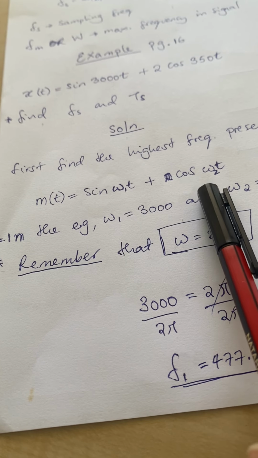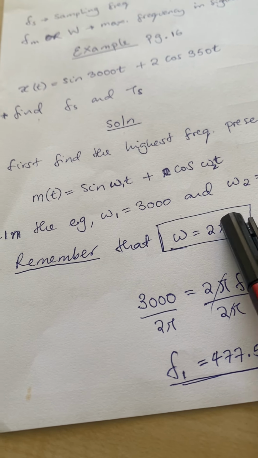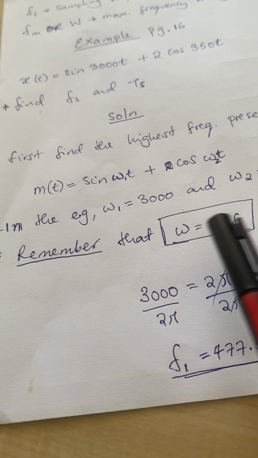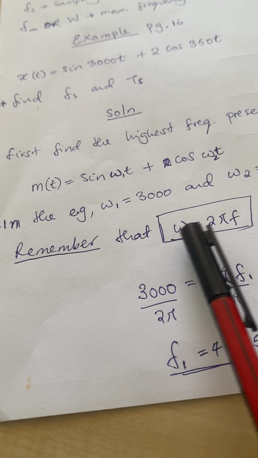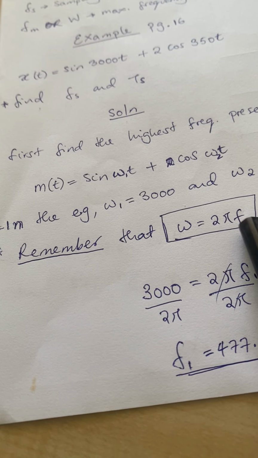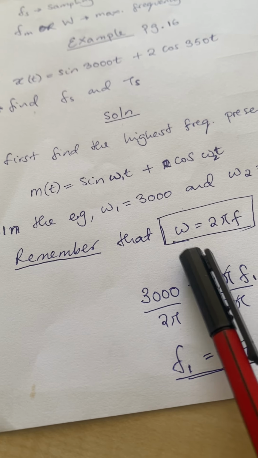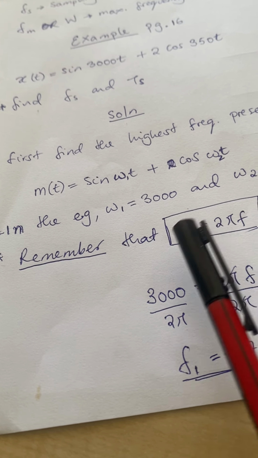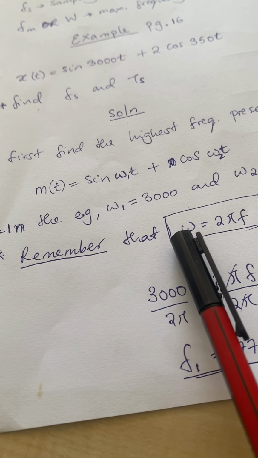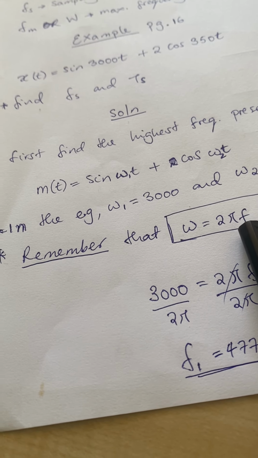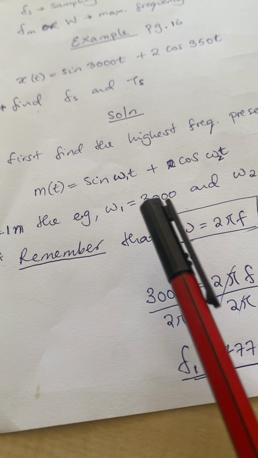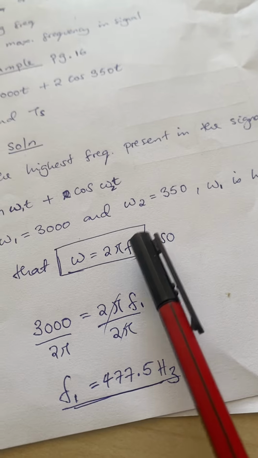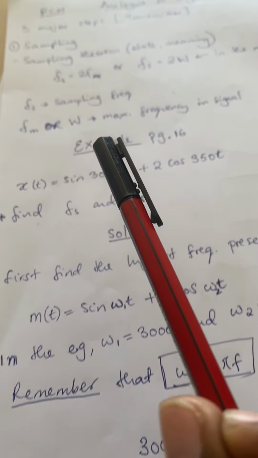From the angular frequencies, this is where we're going to extract our frequency, because we know that the relationship between omega and the frequency is that omega is equal to 2 pi f. Remember this relationship, very important. From this relationship we are able to find f. Now what f are we looking for? Because we have two omegas, 3000 and 350. We are looking for fm.